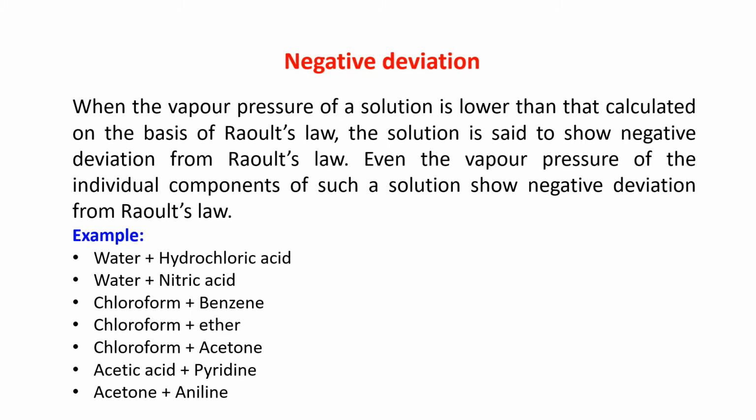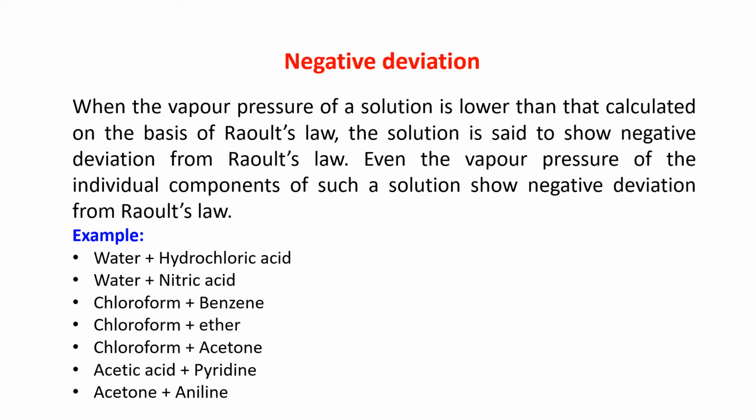What is negative deviation? It is just the opposite of positive deviation. That is, when the vapor pressure of a solution is lower than that calculated on the basis of Raoult's law, the solution is said to show negative deviation from Raoult's law. Even the vapor pressure of the individual component of such a solution shows negative deviation from Raoult's law.